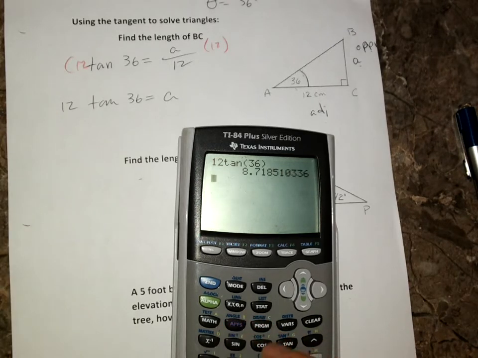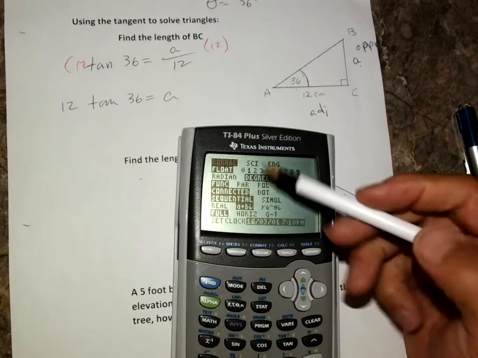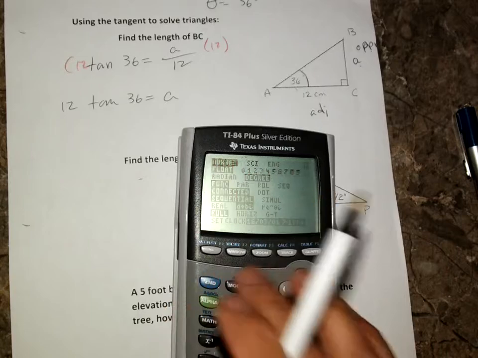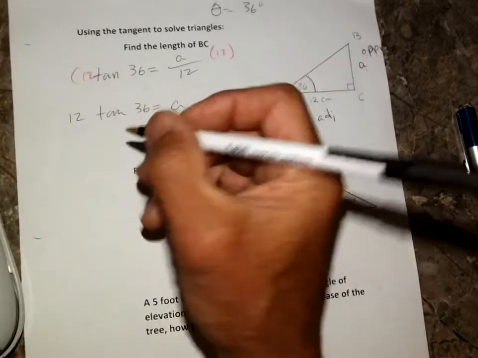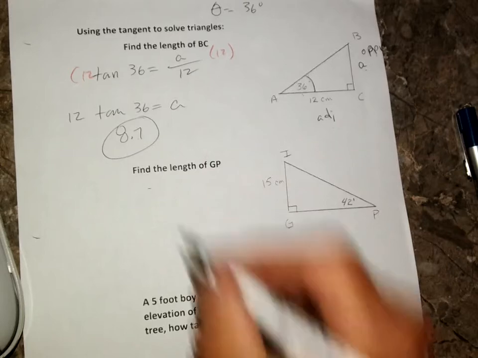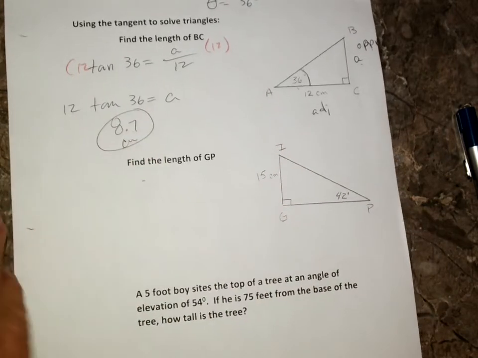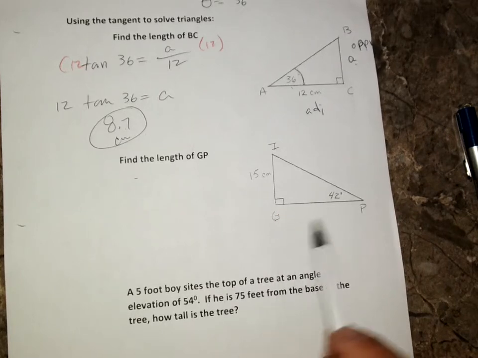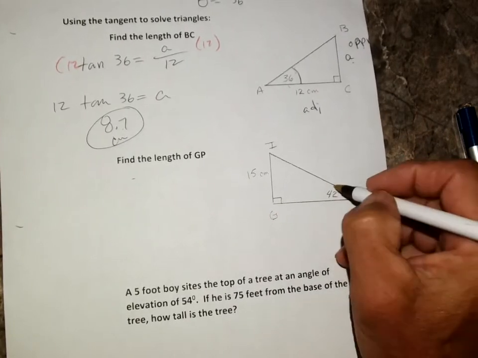If you don't get that answer, you can check your mode, and if you're in radian mode, that's not good. You want to be in degree mode, okay? We won't do radians until next year. So you have about 8.7 centimeters. There you go. Okay, now, if I wanted to find GP, in this case, GP is this side, okay?